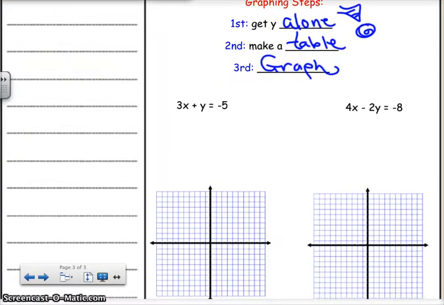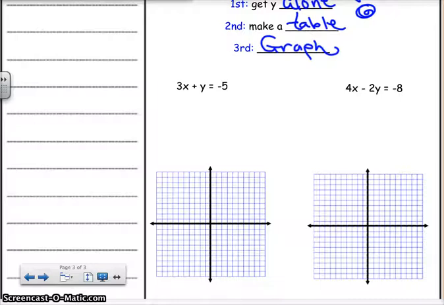Okay, so we're going to do these two examples. I'm going to get y alone, the first two. Or the only two. Move the x term. So that's a positive 3x. To move positive, I would subtract 3x, right? The opposite or inverse of adding is subtract. And then I would need to do it to the other side as well. Remember, you put it right next to the equal sign. So now I have y equals what? -3x minus 5. Now I can make my table.